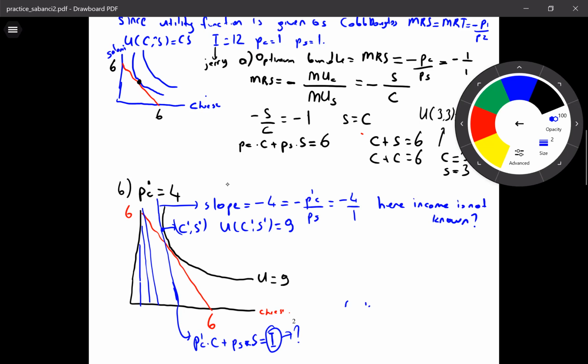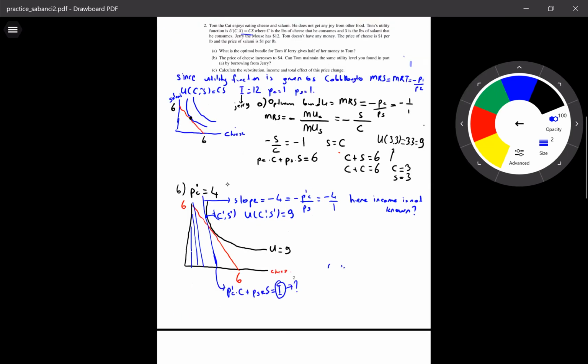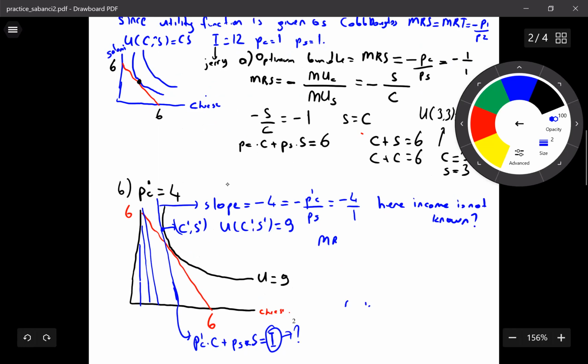Let's try to solve it. I can still use the marginal rate of substitution, which is equal to the slope, now 4. This is the new slope. What is the marginal rate of substitution? I found it in part A. It will not change, because nothing happened to the utility function. It will be minus S over C, and this will be minus 4. Then, with S prime and C prime, S prime is equal to 4 C prime.